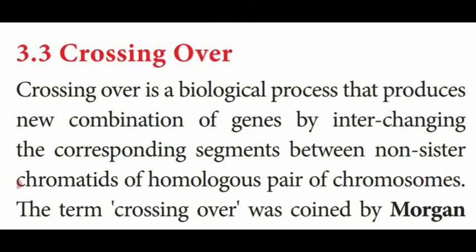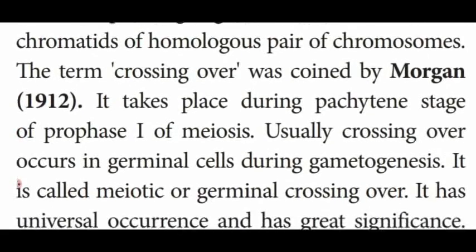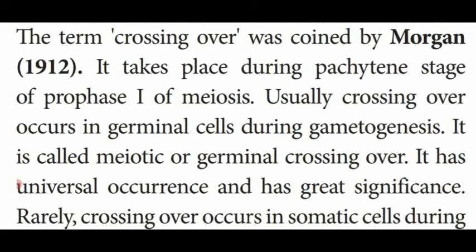So first, what is crossing over? It is a biological process that produces newly formed recombinant genes by interchanging their corresponding segments between non-sister chromatids of homologous chromosomes, a homologous pair of chromosomes. Dear students, I hope you have all understood what crossing over is. The term crossing over was first coined by Morgan in the year 1912. This process takes place in the pachytene stage of prophase 1 of meiosis.